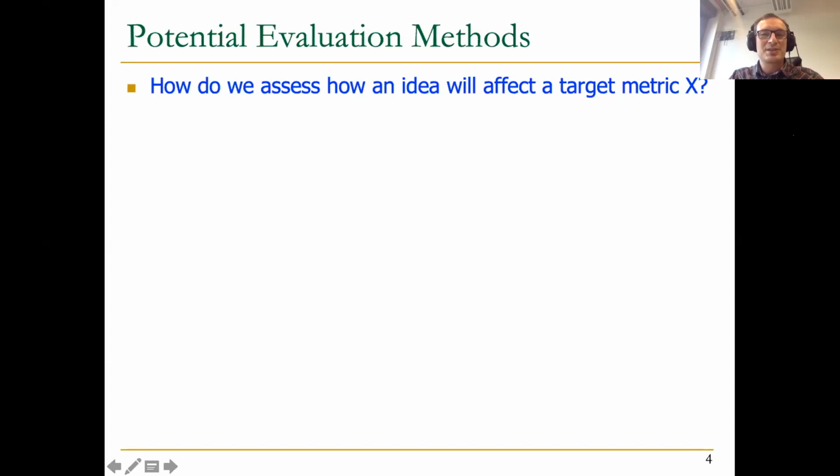We're going to focus a lot on simulation, but simulation is definitely not the only way to answer that question. Basically, the question is, how do we assess how an idea will affect the target metric X? Your target metrics could be anything that we discussed in the first lecture. It could be performance, clearly. It could be energy, security, reliability, or any of the metrics used to measure those different things, because even performance can be measured in multiple different ways, right?